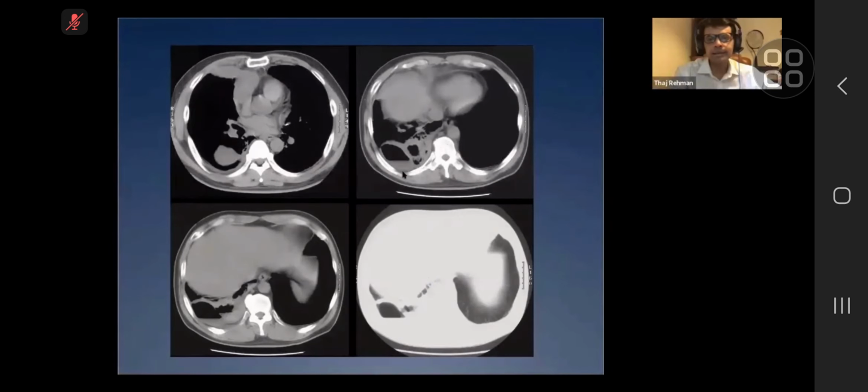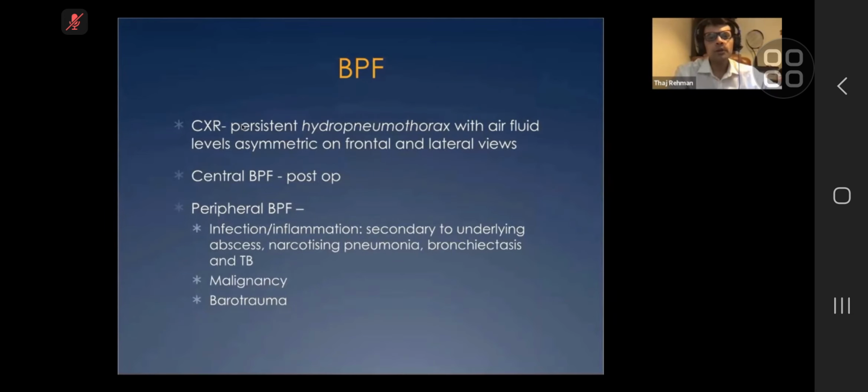Because of the extensive infection, the lung and the bronchial tree has broken down and is forming a fistulous communication into the pleural space, and that is why there is empyema there. So it's a bronchopleural fistula causing hydropneumothorax and empyema.